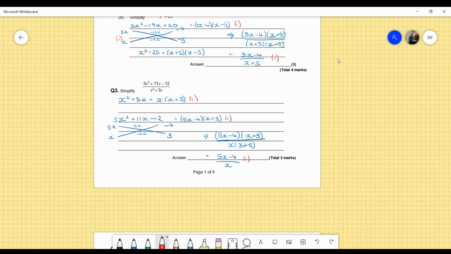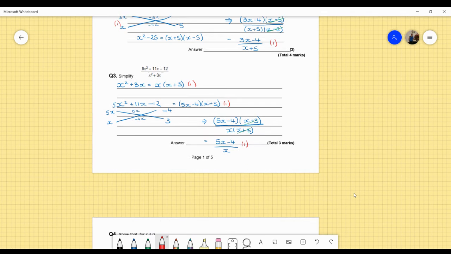And then you can use your cross method to factorize your numerator. That will then give you 5x minus 4 and x plus 3. Okay, so a mark for that one. Write it out in its fraction, and then you'll recognize that x plus 3 appears on the numerator and the denominator and therefore will cancel out, leaving you with 5x minus 4 over x for the final mark.